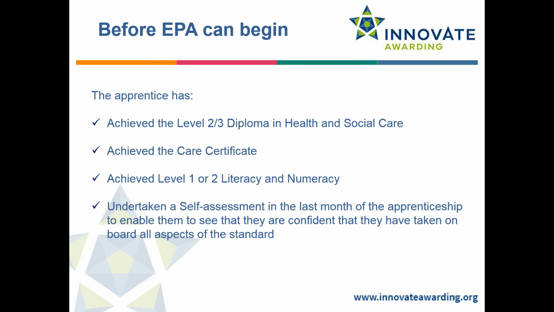Moving on, we talked about the mandatory requirements before endpoint assessment can begin, and what we will be checking for as the independent endpoint assessment organisation is that the apprentice has achieved each of the requirements for either the adult care worker or the lead adult care worker. So an example would be that the apprentice who's moving into the endpoint assessment for adult care worker would have achieved the level 2 diploma in health and social care. They would have achieved the care certificate. As they're at level 2, they would have achieved the level 1 literacy and numeracy.